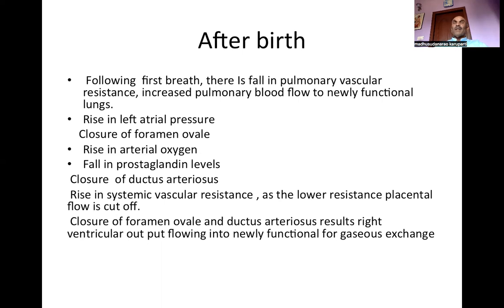So gaseous exchange after birth takes place in the newly functional lungs, and there is increased venous return to the left atrium. So the cycle goes on. This establishes a continuous circulation rather than the parallel circulation that occurs in fetal life.